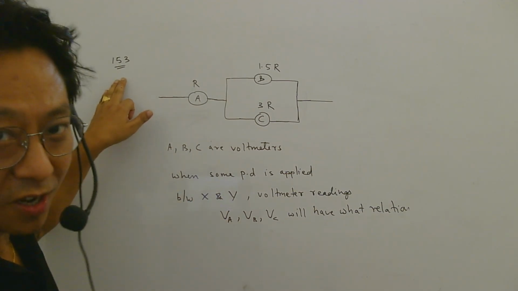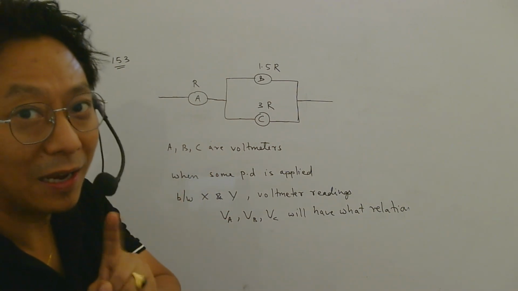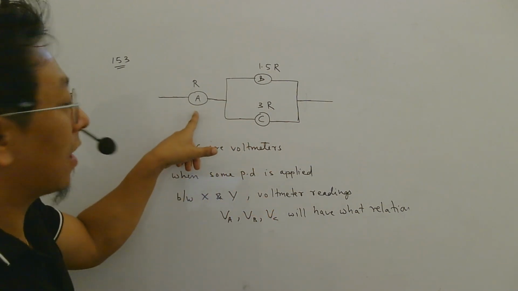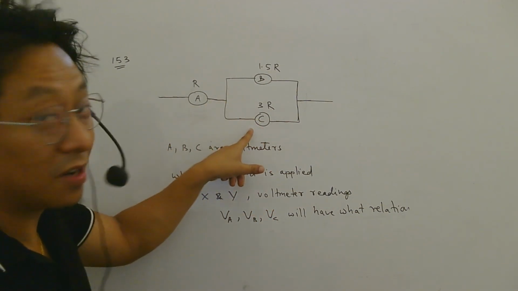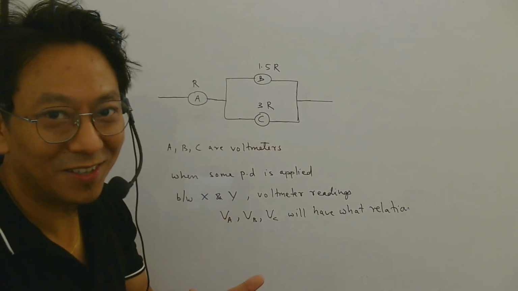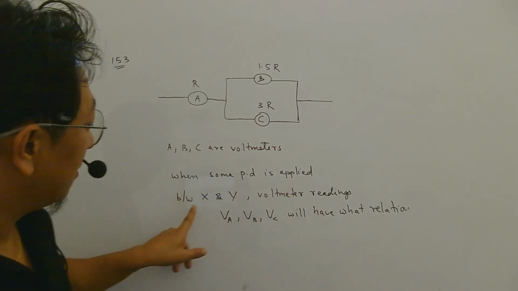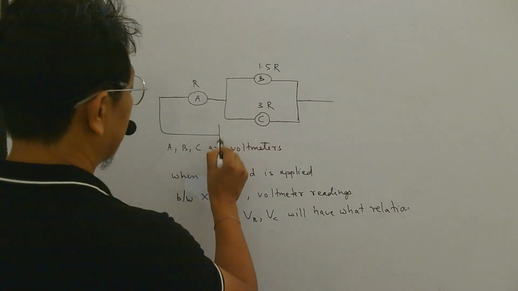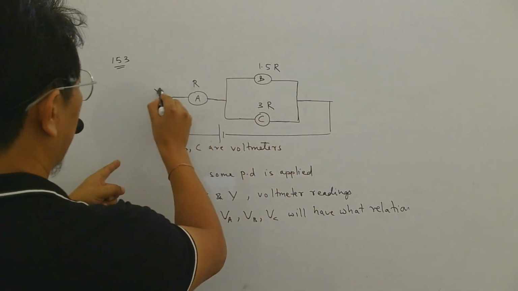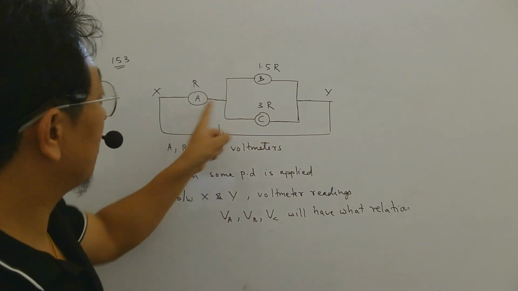Question number 153. So here A, B, C are 3 voltmeters, and they are not ideal voltmeters because they have finite resistance. It is given that their resistances are R, 1.5R and 3R. Okay, so they are not ideal. Ideal voltmeters have infinite resistance, isn't it? Now when some potential difference is applied between X and Y, so here if you connect some battery, let's say, there will be some potential difference between this X and Y. So they are asking the voltmeter readings, VA, VB, VC.